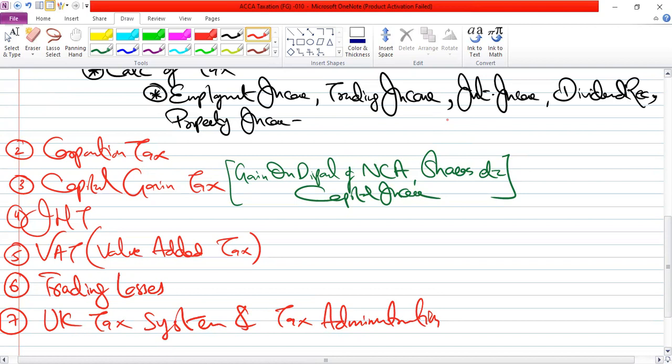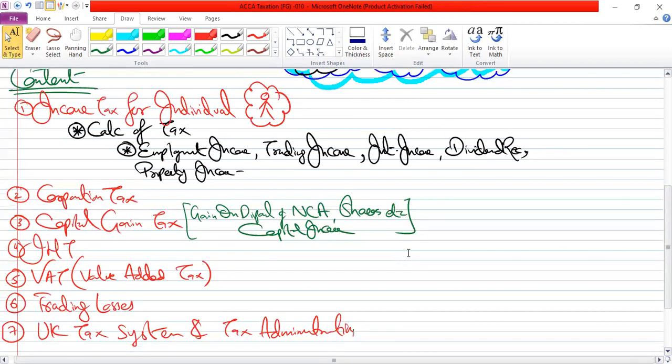Yes, sir. These are the main areas of your syllabus. Now, as I discussed, 15 marks are sure from here. I am not saying that; your examiner is saying that 15 marks will come from here.